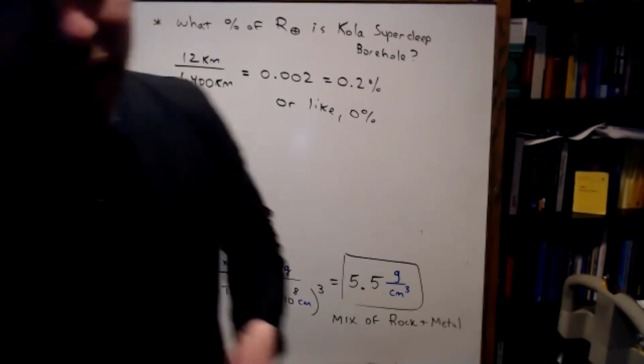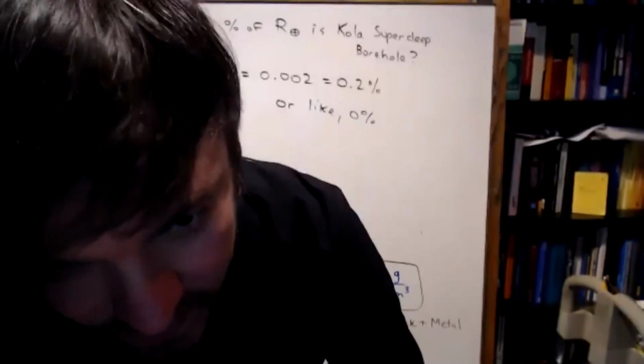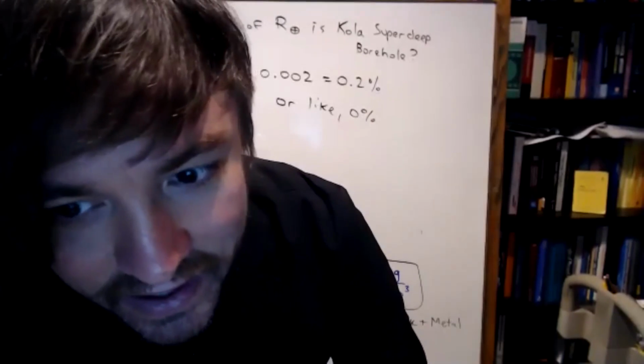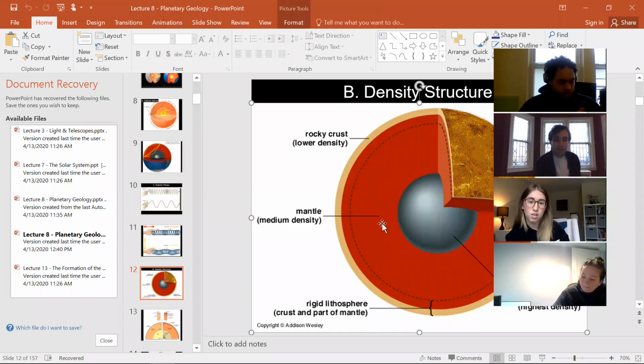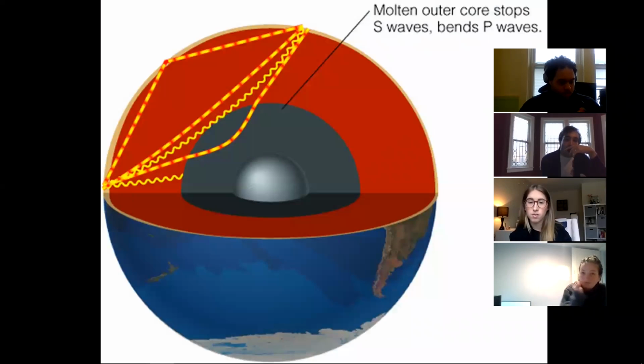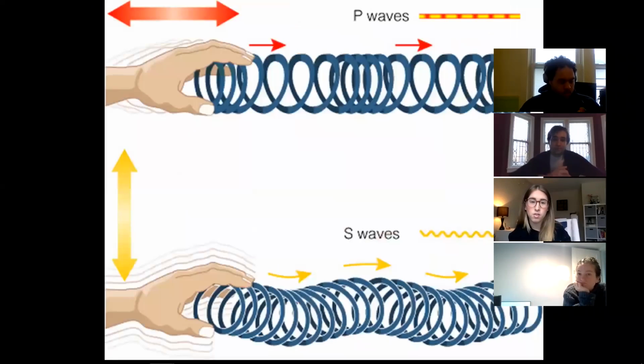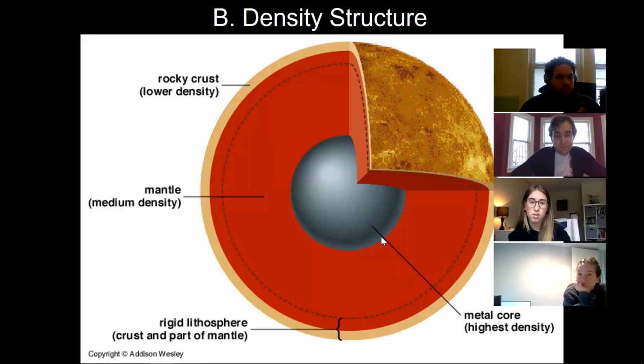So a question that a student could rightfully ask me is, how can I claim to know that this is what the interior structure of Earth is like? Anyone know the answer to that question? How do I know that this is what the internal structure of the Earth is like?